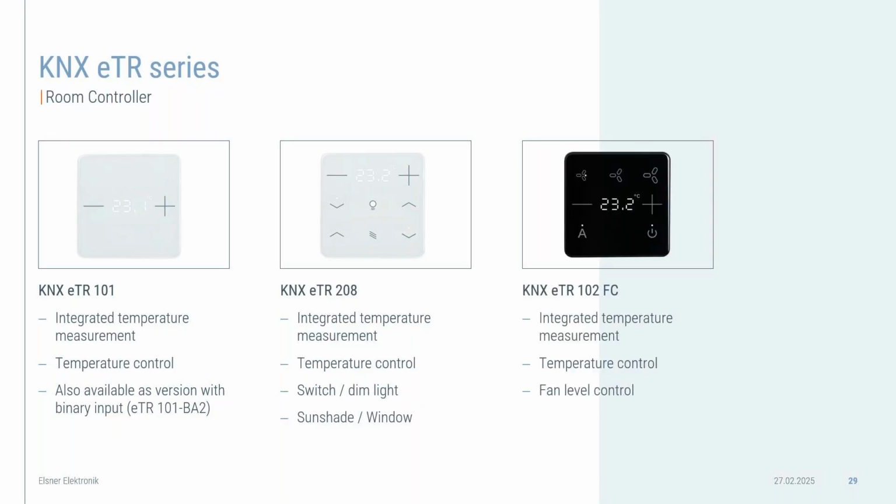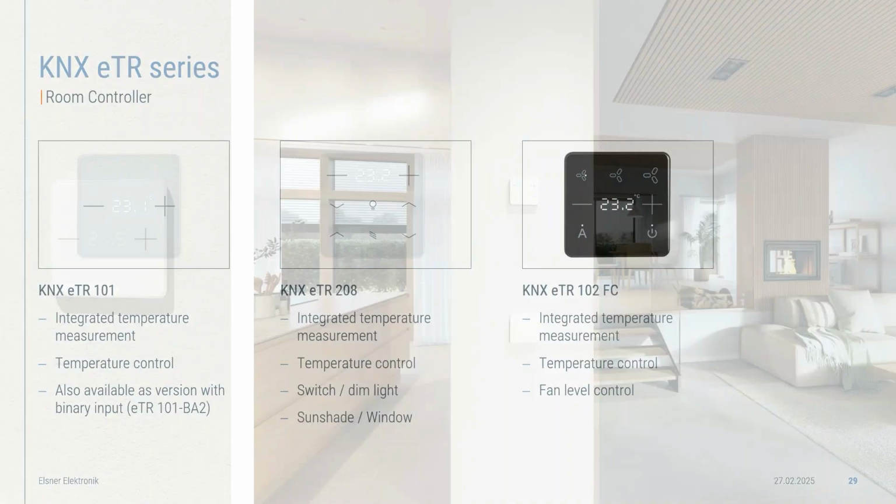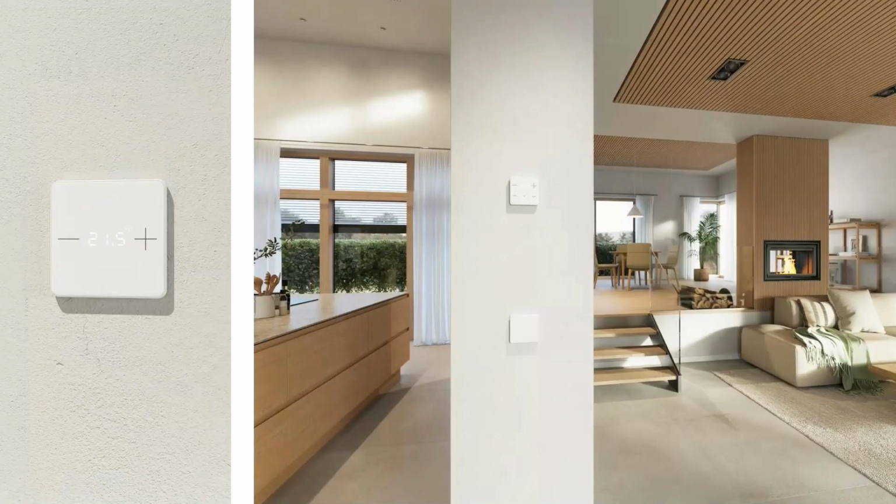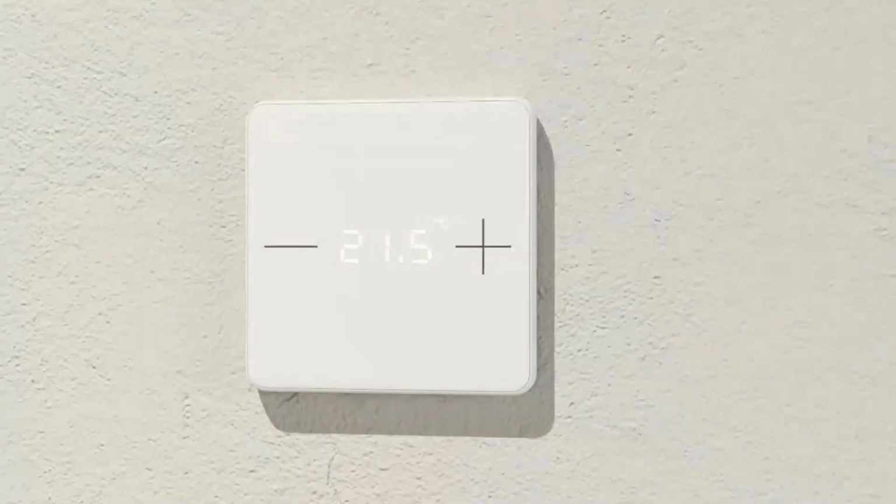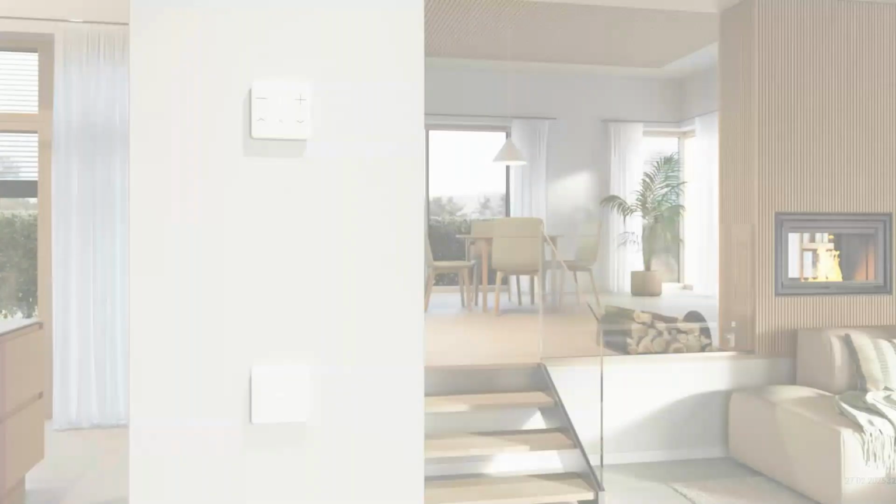Next up, we have the KNX ETR 102 fan coil with the integrated temperature measurement, temperature control, but you can also control the fan level control. All room controllers displayed have a real glass surface, so you can also clean them, for example, with heavy disinfectants without being too worried of destroying the touchscreens or similar. Real glass surface with a very, very low installation height, so it's surface mounted and a frameless series. You can see here it looks quite nice when it's on the wall.